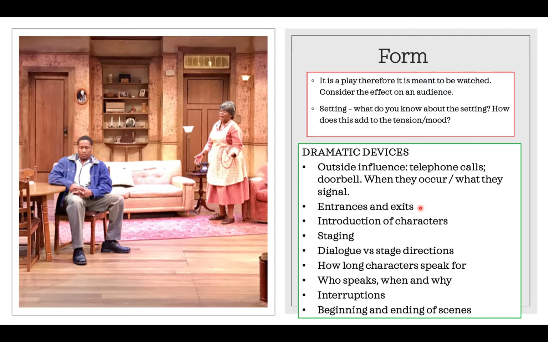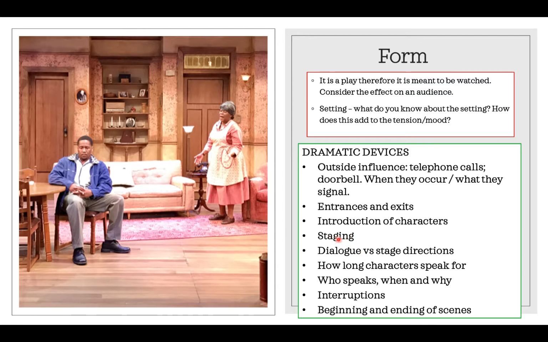Entrances and exits is definitely another one. Pay close attention to who is on stage, at what point they leave and why, who enters at what point and why, and what the effect of all of this is. Then the introduction of new characters. When we have a new character, I already mentioned Linda, in what way are they introduced? What's the first thing that they do? What's the first thing that they say? How do other characters react to them? How do we react to them as the audience?